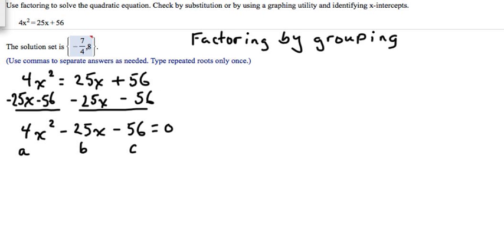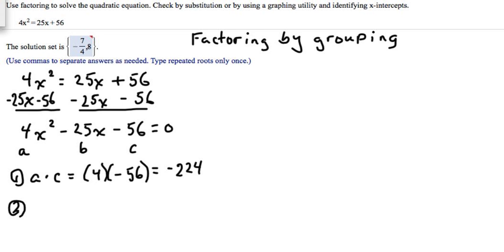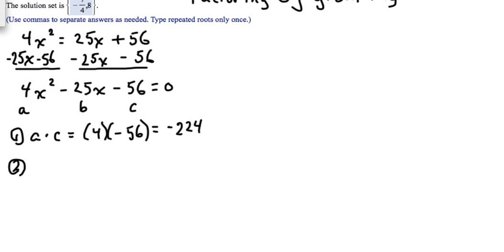So what we're going to do is multiply A by C. So that means I'm going to do 4 times negative 56. Now 4 times negative 56 is negative 224. Now the second step is going to be to list all the factors of negative 224. Actually, we need to find two factors of negative 224 that add up to negative 25.